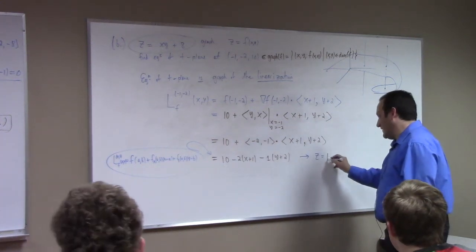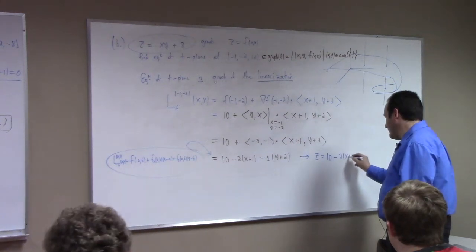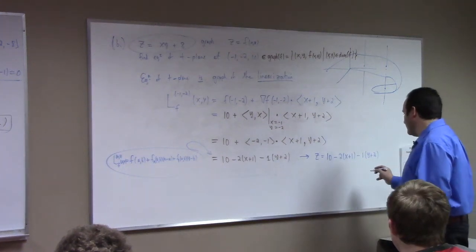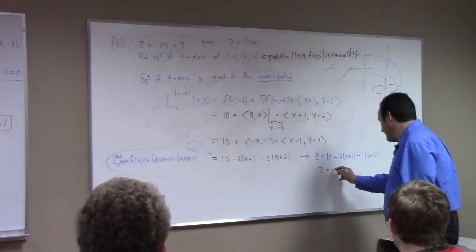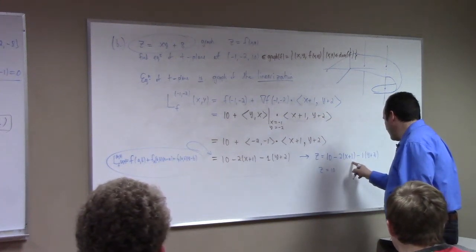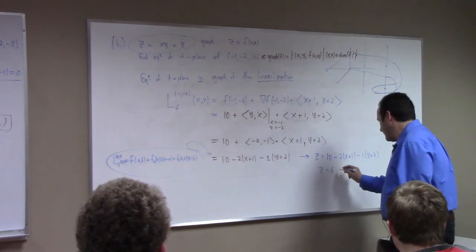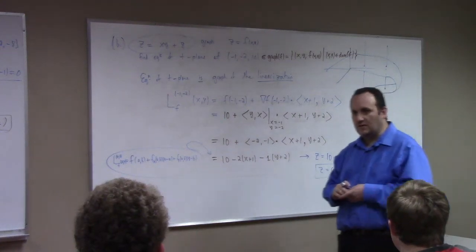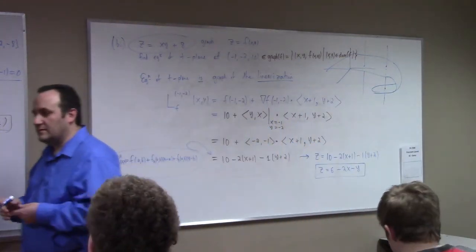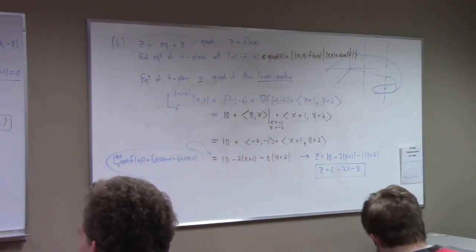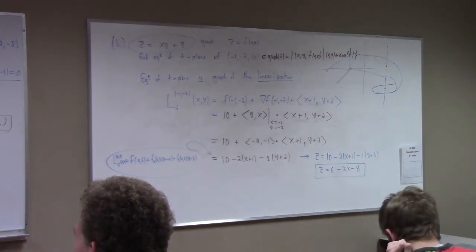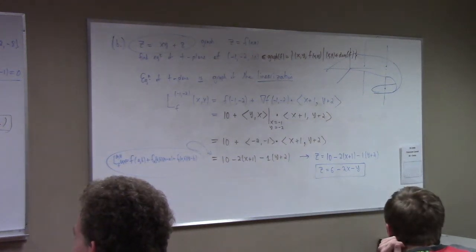Z equals 10 minus 2 times x plus 1, minus 1 times y plus 2. Some of you are screaming in your mind, simplify that already. Fine, if I must. 10 minus 2, that's an 8, so 8 minus 2x minus y. There you go. That is the equation of the tangent plane to the graph at that point. In other words, the tangent plane is the graph of the linearization for a function.